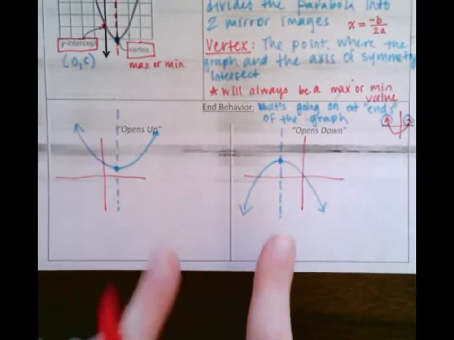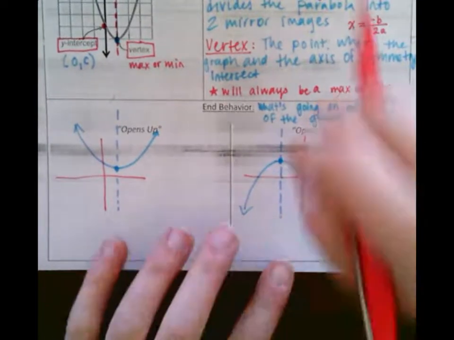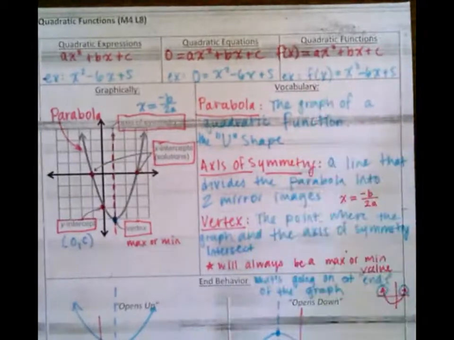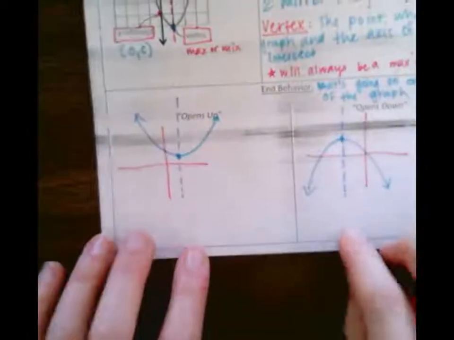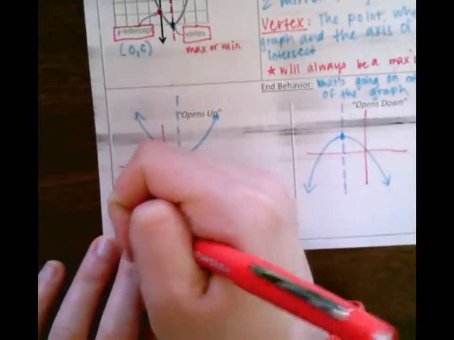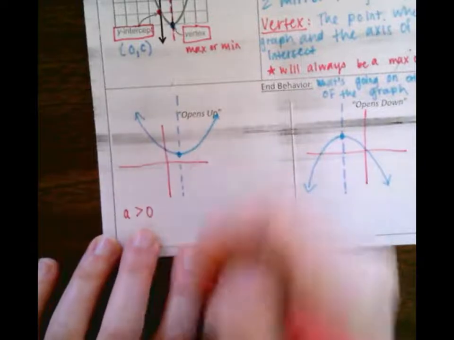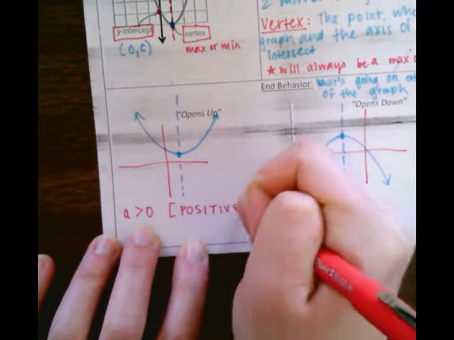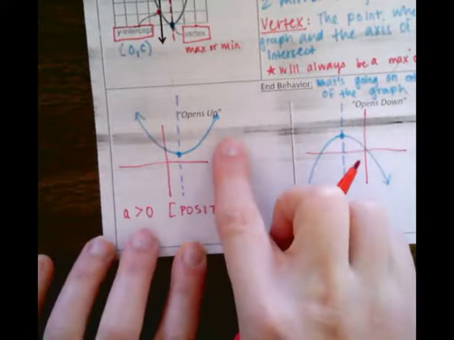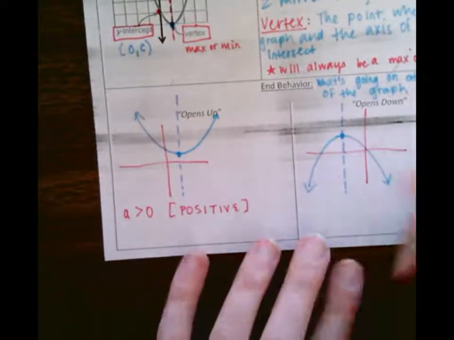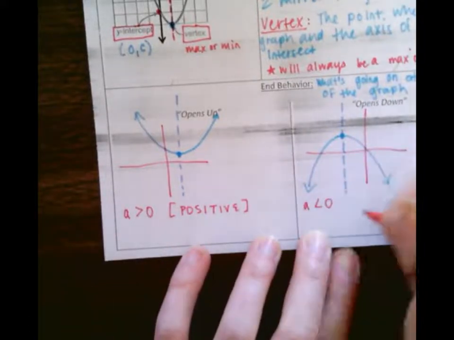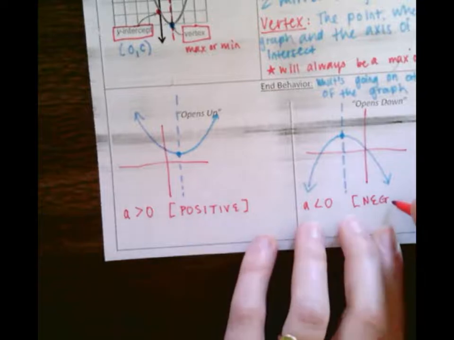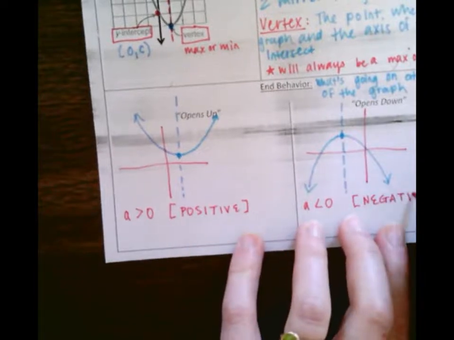And it has to do with the a value of the standard form function. So remember, a is the leading coefficient. It's the number in front of x squared. So the idea is if a is greater than 0, that means it's positive, then we will always see that the graph is opening up. If a is less than 0 or negative, that's when your graph is going to get reflected over and be facing down.